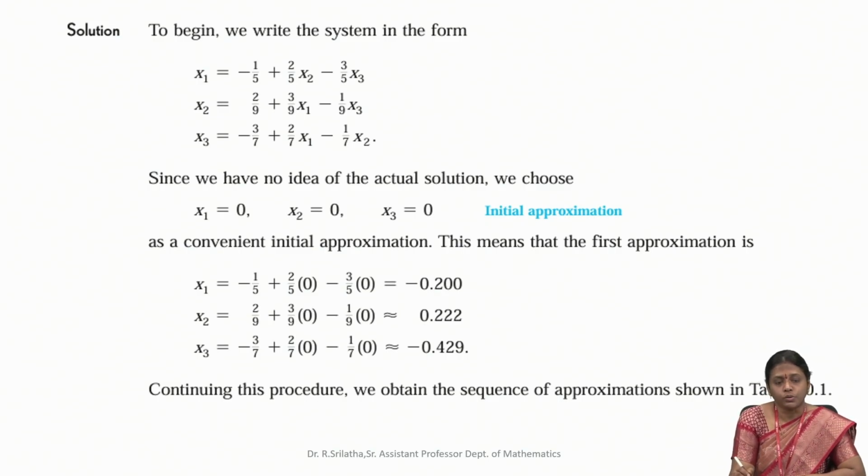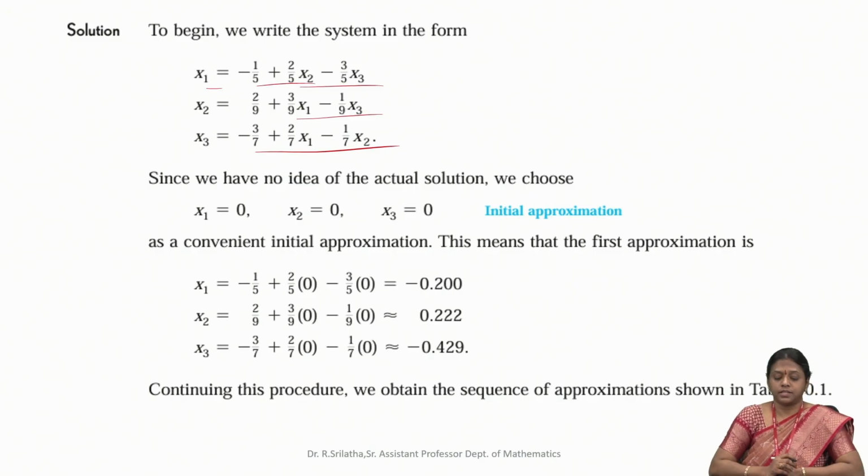Already we know how to extract the unknowns x1, x2, x3 from the given system of equations. So we will be extracting them here. We write the system of equations in the form x1 is equal to, since the coefficient we have is 5 here, each element in the equation should be divided by 5. We extract x2 from the second equation and x3 from the third equation.